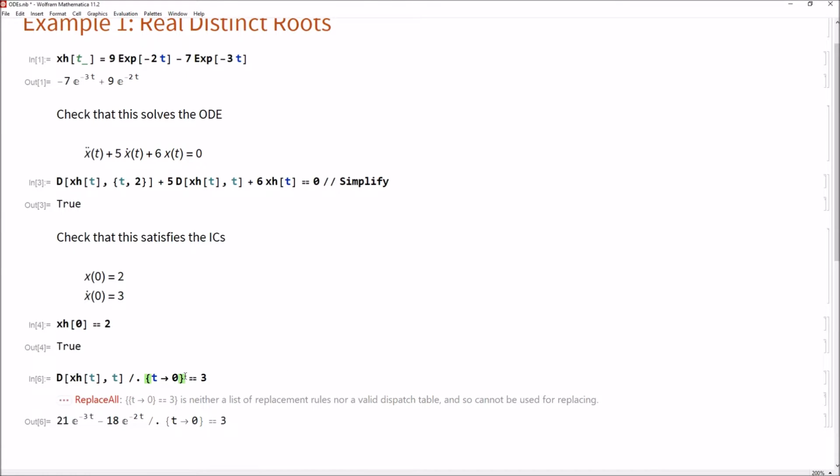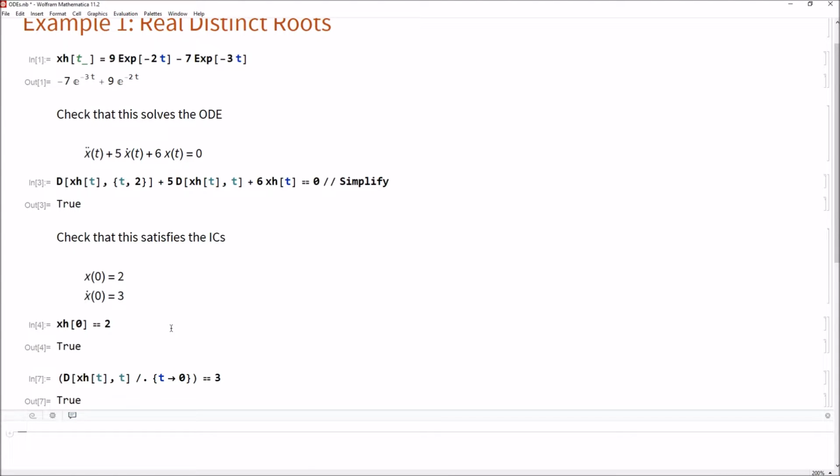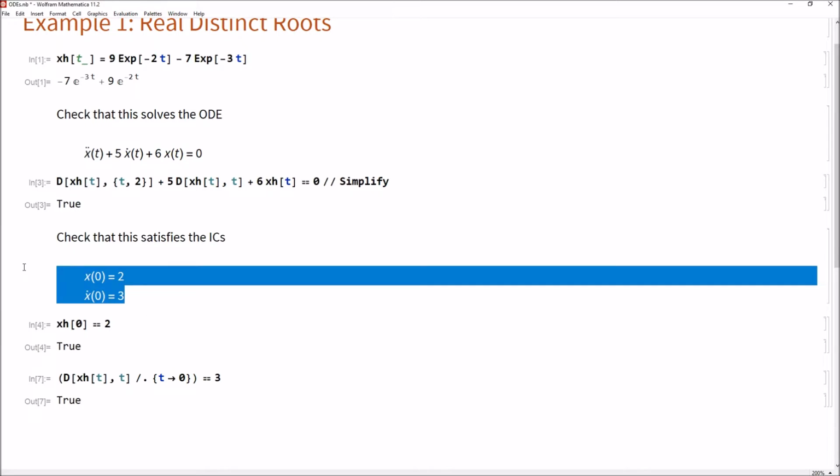Oh, whoops, sorry. I need to put some parentheses on this to get this to work. Okay, so let's do that. There we go. So it's true. So it does satisfy both the original differential equation and the initial condition.